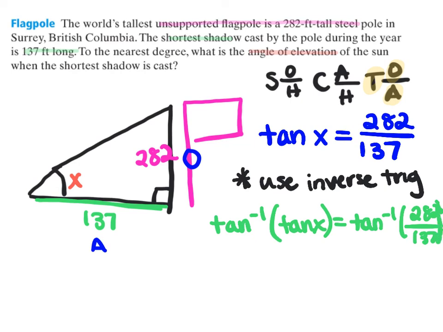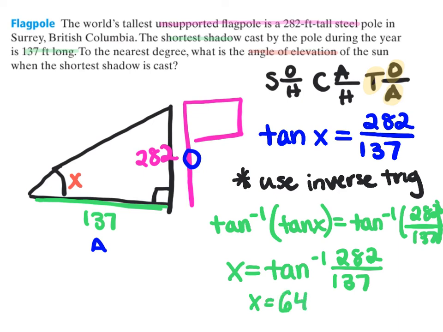the inverse and regular trig will cancel. So it becomes x equals inverse tangent of 282 over 137. If you plug that in your calculator, inverse tangent of 282 divided by 137 gives you a value so that x equals 64.09 degrees, which, if we're rounding to the nearest degree, would become just 64 degrees.